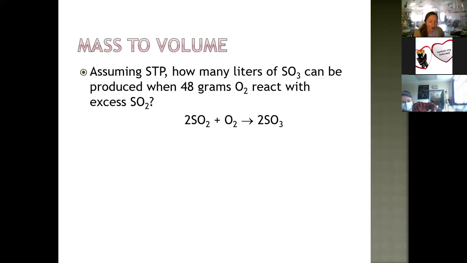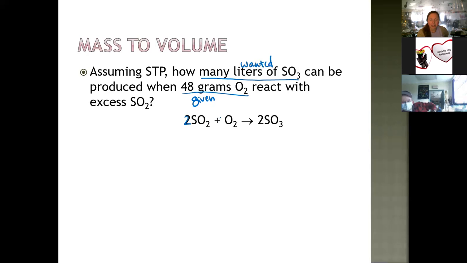So we're going to always, oh dear, my pen turned off again. There it goes. Always start with our givens and wanteds. So assuming STP, how many liters of SO3 can be produced with 48 grams of oxygen reacting? Which one is my given? 48, yep. So when we're given the data, that's our given, which means that the other thing is our wanted. We're given 48 grams of oxygen. We want to figure out how many liters of sulfur trioxide.